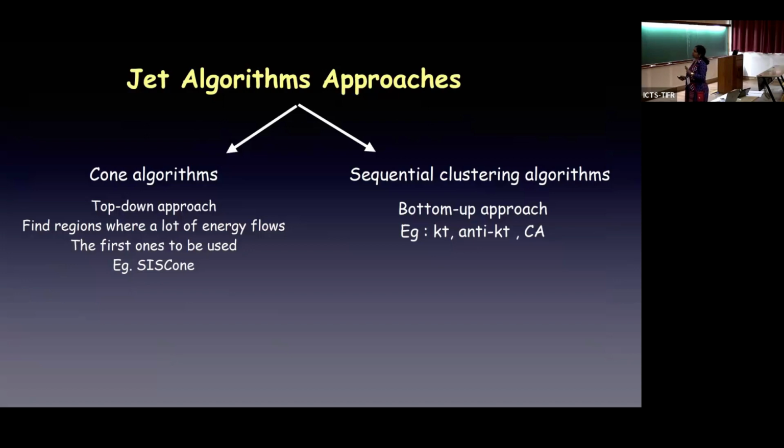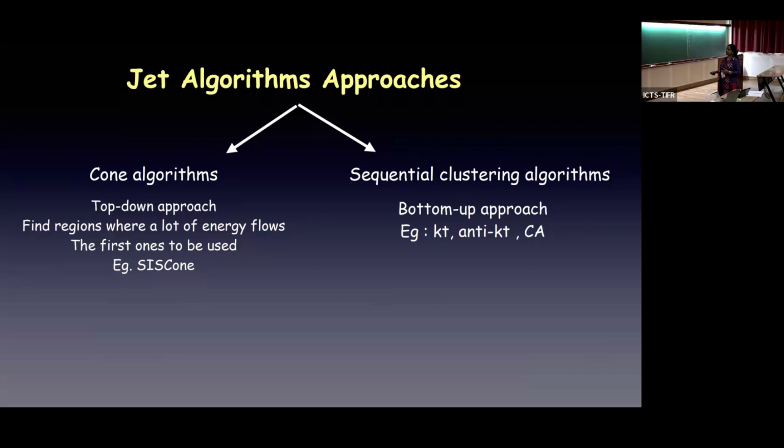There are two sets of jet algorithm approaches. One is the cone algorithm and the other is the sequential clustering algorithm. The cone algorithms were the most widely used when jet analysis started, but now most analyses in CMS or at LHC energies use the sequential clustering algorithms, which try to mimic the QCD branching and then cluster from the bottom to get the original jet.